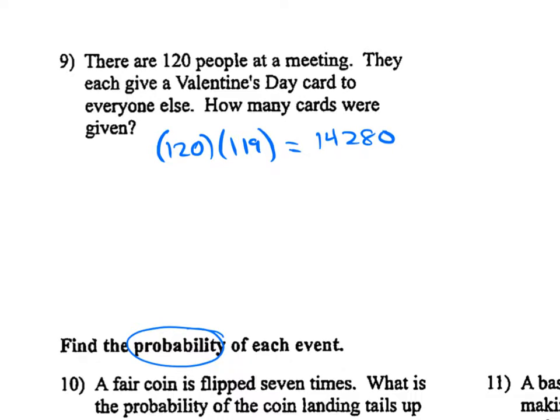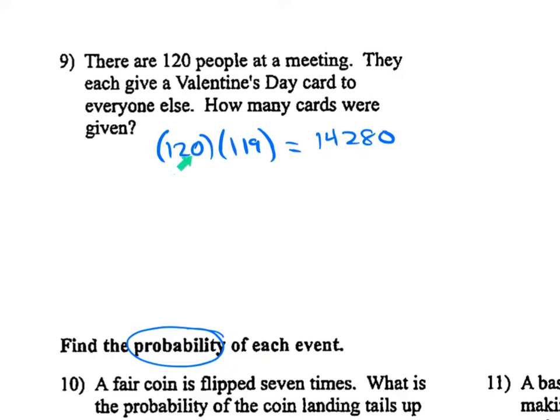All right, this is page 2 of the probability test 1 review. So looking at number 9, it says there are 120 people at a meeting. They each give a Valentine's Day card to everyone else. How many cards were given?